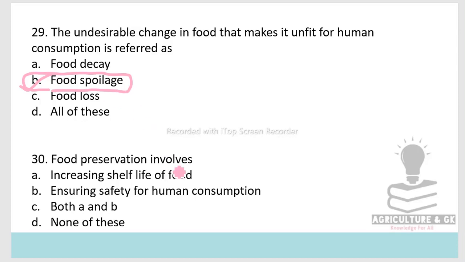Now next is food preservation involves increasing shelf life of food, ensuring safety for human consumption, both A and B. So food preservation involves increasing the shelf life of food and as well as ensuring safety for human consumption. So our answer will be option C, both A and B. So now moving to the next question.